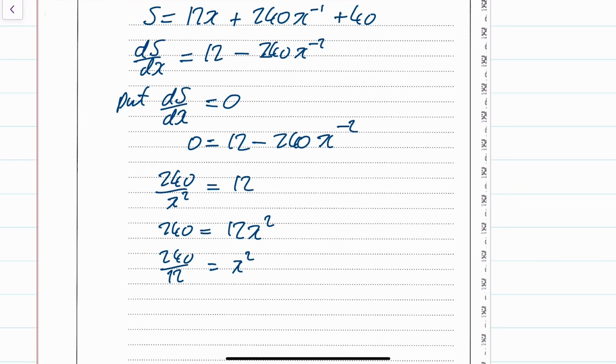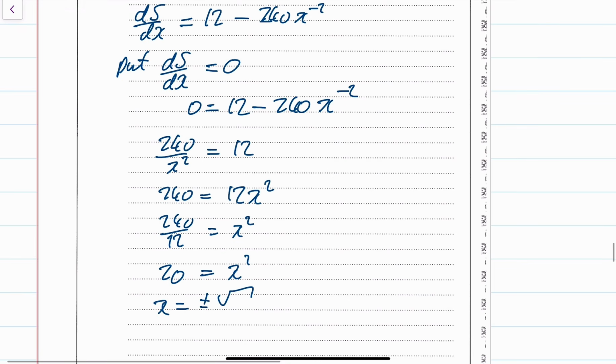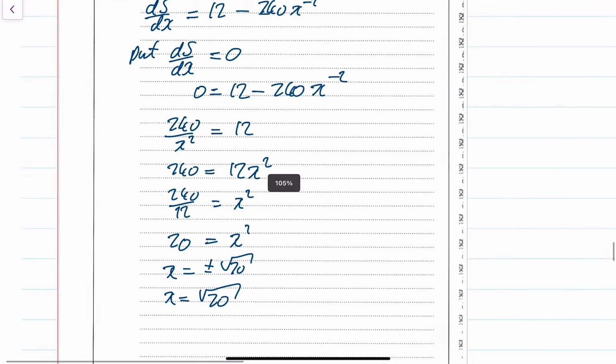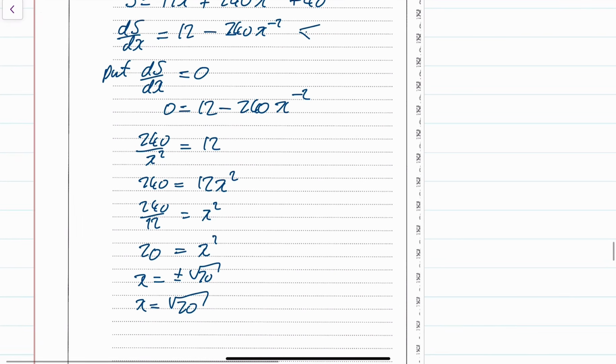And that's going to be just 20 is equal to x squared, which means x is equal to plus or minus the square root of 20. x is equal to root 20. That's the exact value for it. Hence find the value of x for which S is minimum. You've got to prove it's minimum. So you've got to differentiate this thing up here.